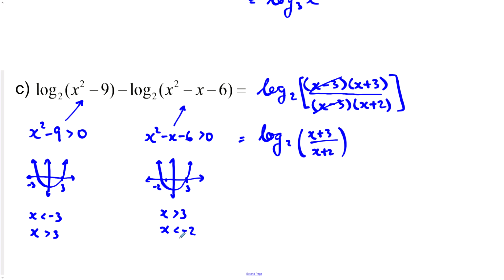Now this one is a little bit less strict than this one. This one is less than -2, but this one says less than -3. And they both have greater than 3, so they're in agreement there. So we need to go with this as our restriction because it satisfies both. This one's got a bit extra, but we can't use it because this one doesn't use it.